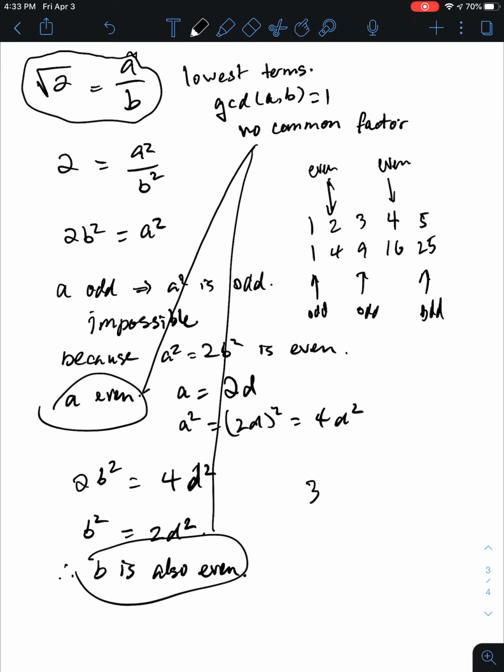So you can try this also yourself. Show that root 3 is not rational. And then once you've got that, you can show that root 5 is not rational.